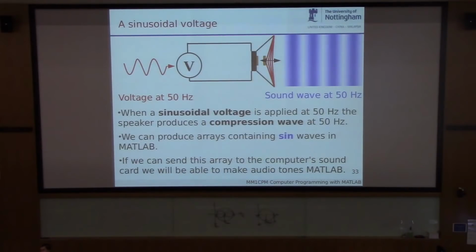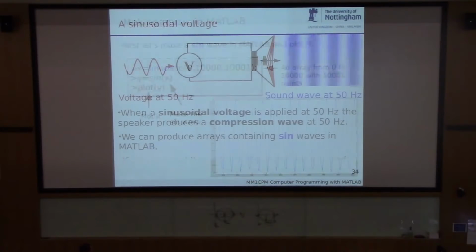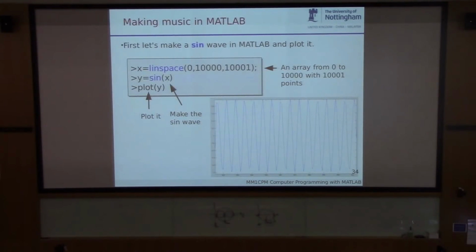We just saw that. If we could somehow magically send this sine wave to the audio card or the audio chipset in the computer, we could maybe move the speakers of the computer. So this is how we do it. So firstly, let's make a sine wave. So this time, rather than having an array of 200, I'm going to have a much bigger array. It's going to go from 0 to the number 10,000, and we're going to have 10,001 elements.